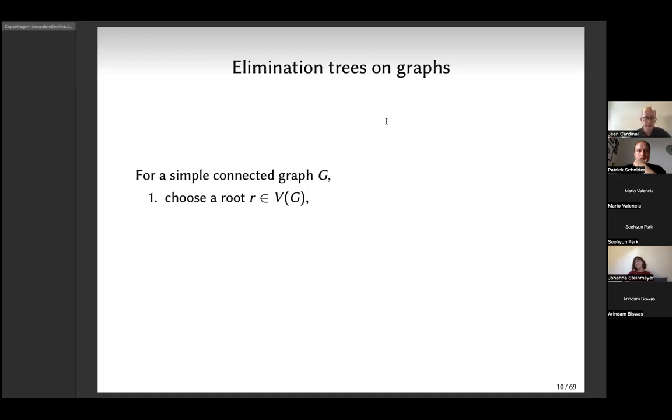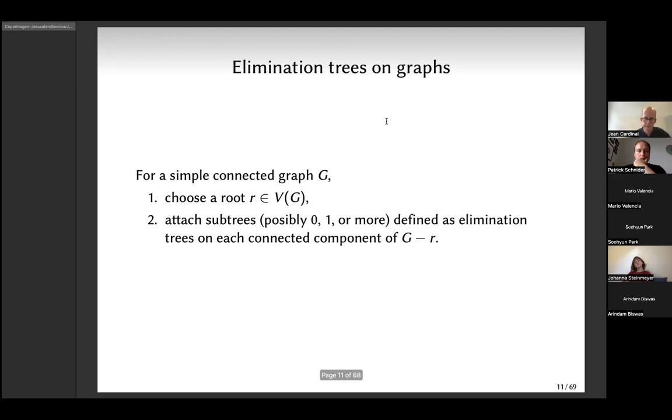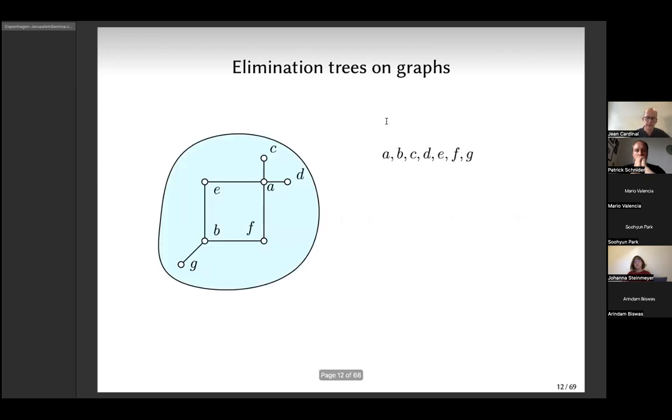This will be the root of your elimination tree. Now, you look at what are the connected components of the graph when you remove this vertex. So G minus R, you look at the connected components of G minus R, and you just recurse, meaning you compute an elimination tree on each of those connected components, and you attach these as subtrees of the root. And you can pick any root you want in the corresponding connected components.